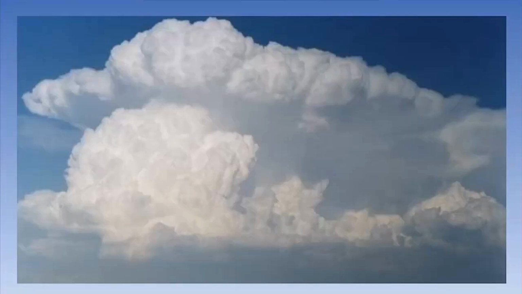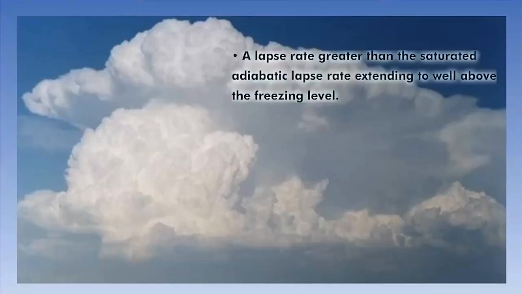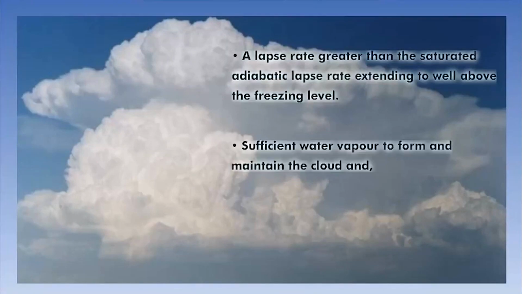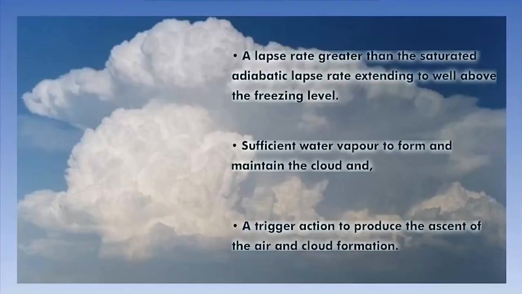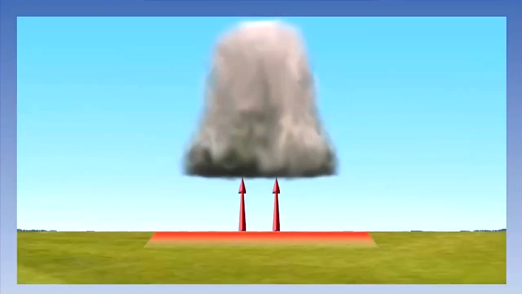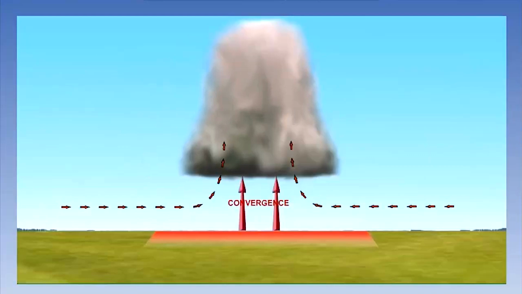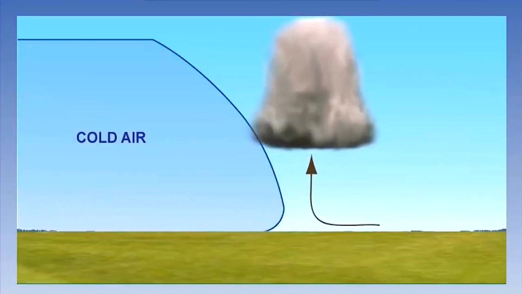But the occurrence of a thunderstorm is most likely when the following criteria are met. A lapse rate greater than the saturated adiabatic lapse rate extending to well above the freezing level. Sufficient water vapor to form and maintain the cloud. And a trigger action to produce the ascent of the air and cloud formation. The main trigger actions that cause air to ascend and form vigorous convective activity are convection from surface heating, orographic uplift, convergence and frontal uplift.